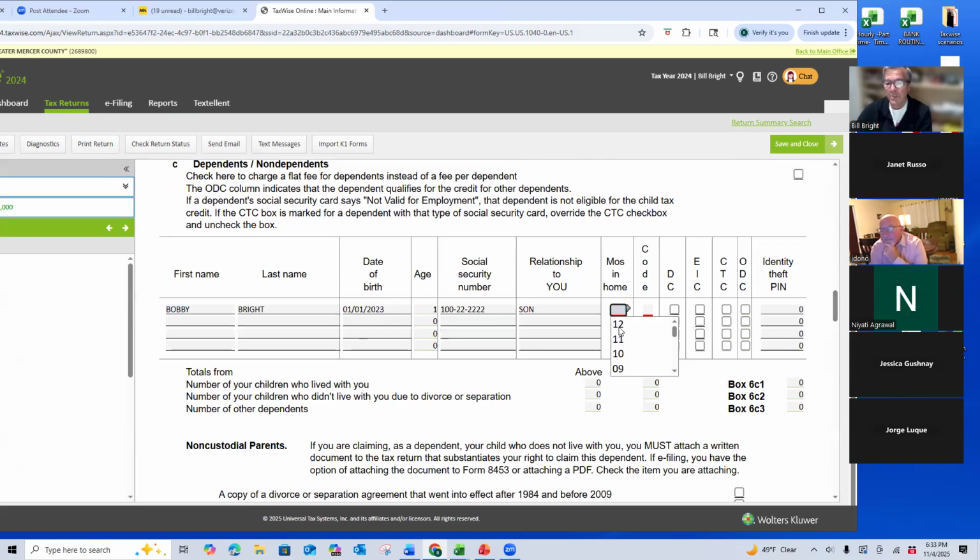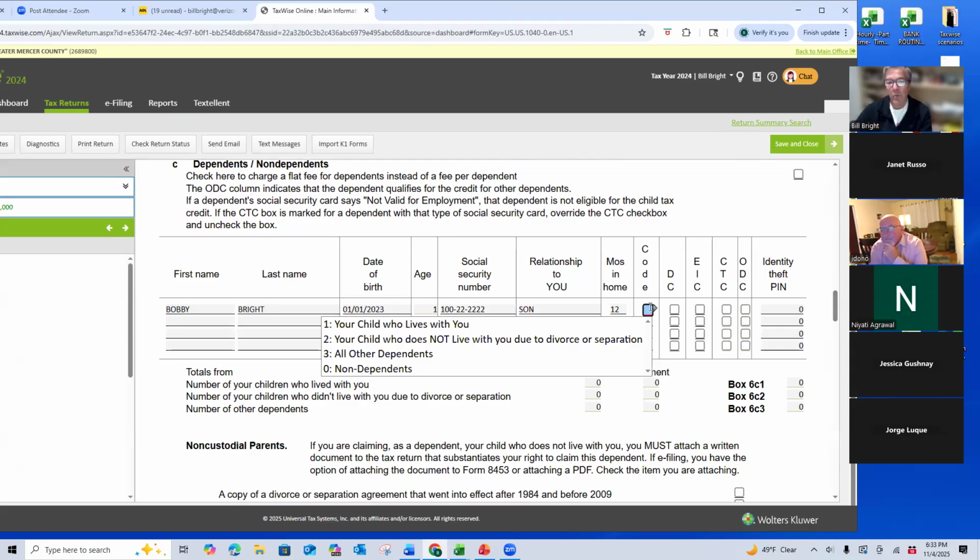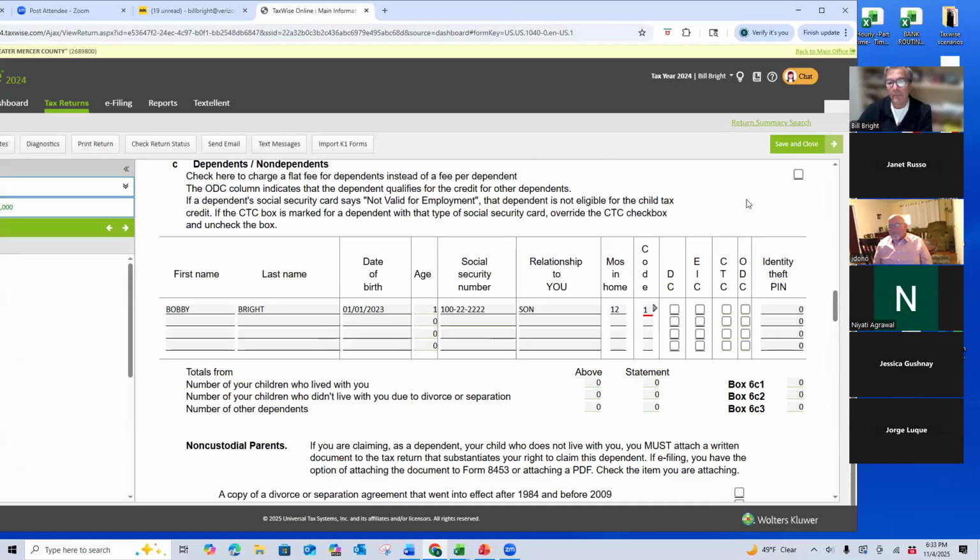Again, the months in the home is almost always going to be 12. And then there's the code in here where it's got to be one of three: your child who lives with you, your child who does not live with you due to divorce or separation, or all other dependents. Those would be your nieces, your grandchildren, etc. Almost always we're going to have a one. And right away, see how it clicked on? Because it's a 1 year old, it automatically indicates that this dependent would qualify for the child tax credit.